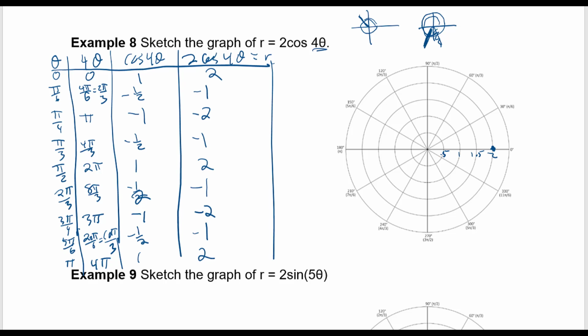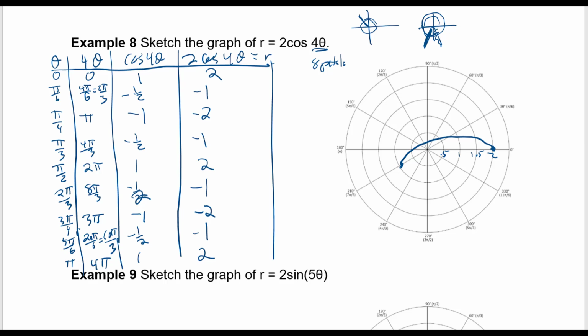And given that's 4 theta, we're looking at 8 petals. We do have some symmetry, so we could build off that as well. Okay, so then we're going to, at pi over 6, be at -1. So pi over 6, -1 puts us here. So it's going to be doing this type of thing.